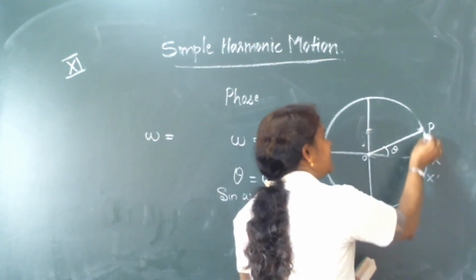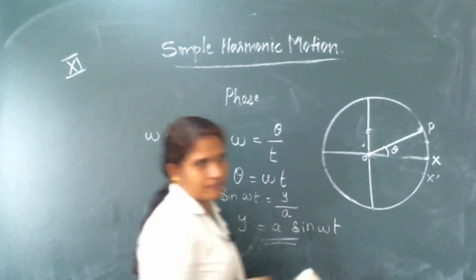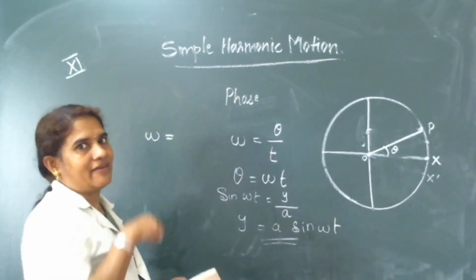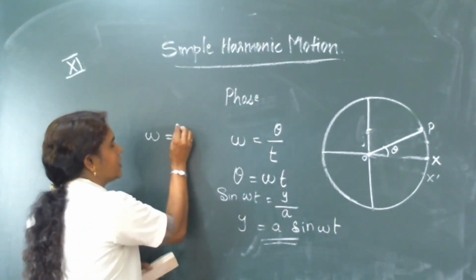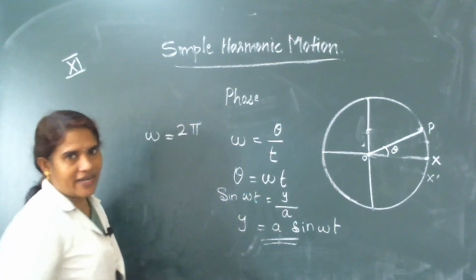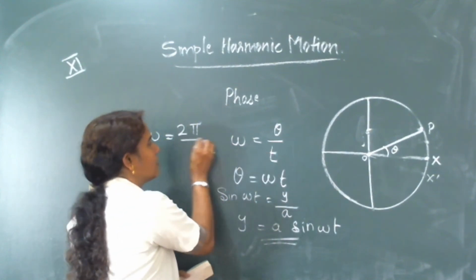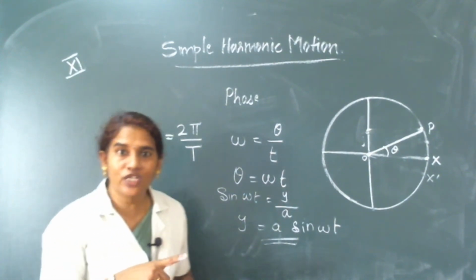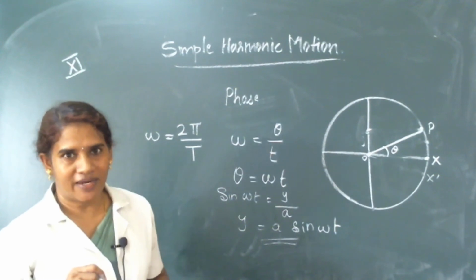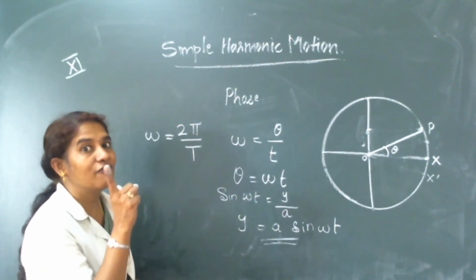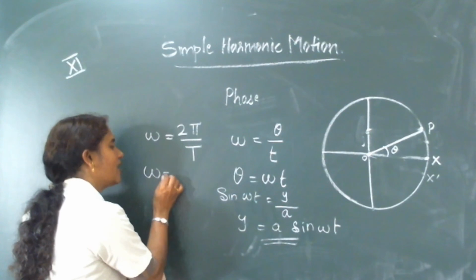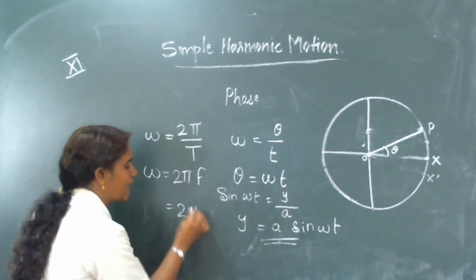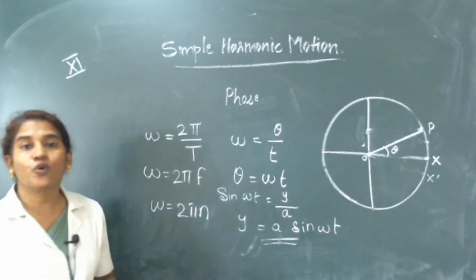Just imagine it is covering one complete circle. It means the angle theta will be 2 pi radian. Angular displacement is 2 pi radian, then the time will be what? The time period. Another formula: angular velocity is equal to 2 pi by time period. But what is 1 by time period? Frequency. So it can also be written as omega is equal to 2 pi f, or instead of f we can use n: omega is equal to 2 pi n.